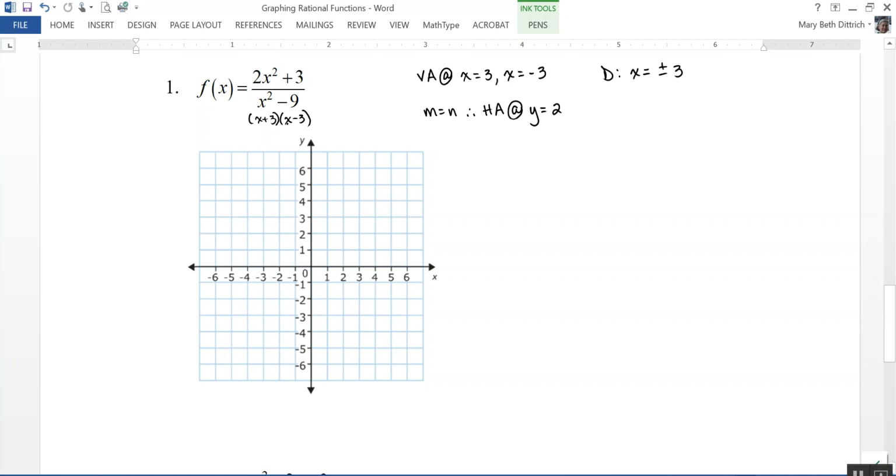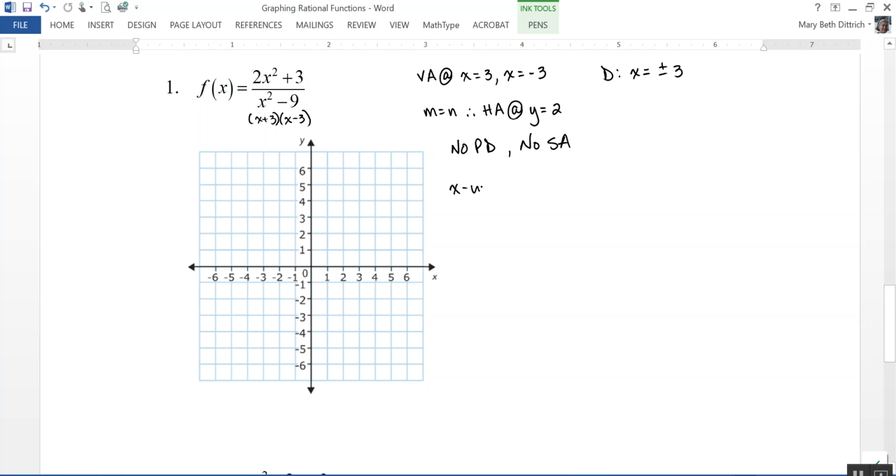Since no part of the denominator is a factor of the numerator, I have no point of discontinuity. And because they are the same degree, it's not m minus n equals 1, so I have no slant asymptote.